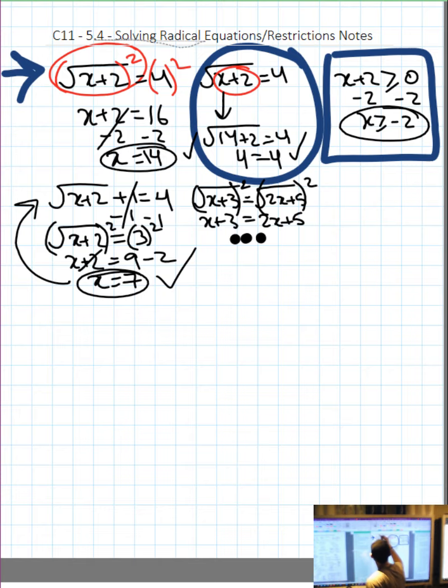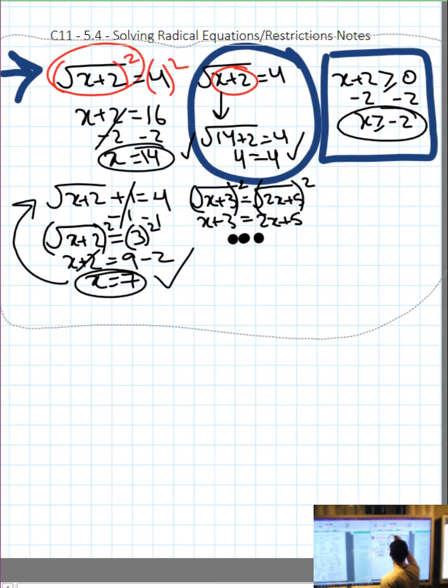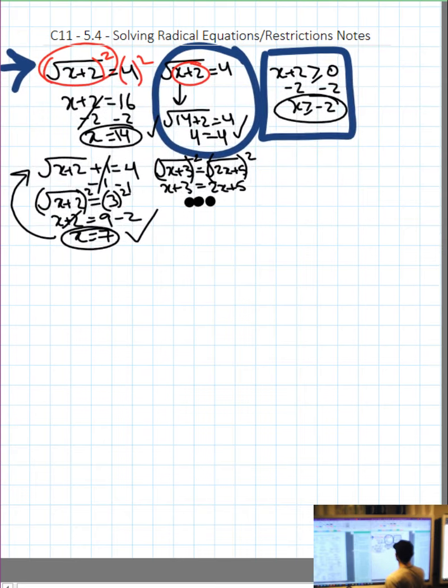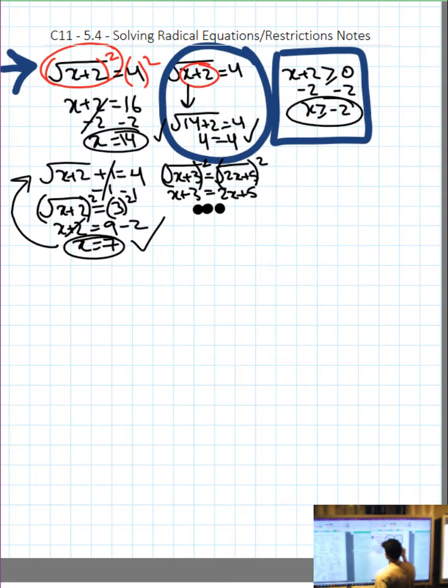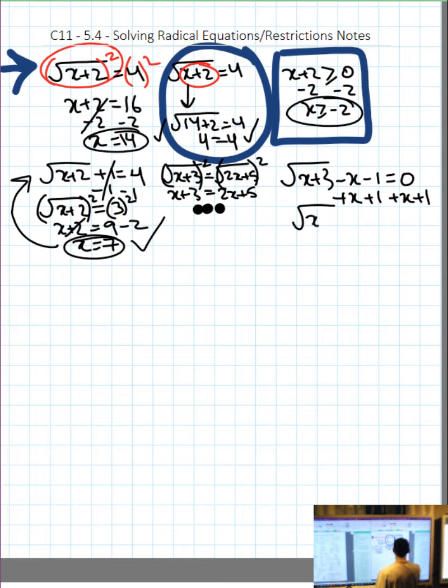Okay, I need to shrink this up a bit. And off to the right, let's go for root x plus 3, changing it up, minus x minus 1 equals 0. So we have to isolate the root, getting the root by itself. So we have to add x to both sides, and we have to add 1 to both sides. And we'll be left with root x plus 3 equals, negative x plus x is gone, negative 1 plus 1 is gone, x plus 1.